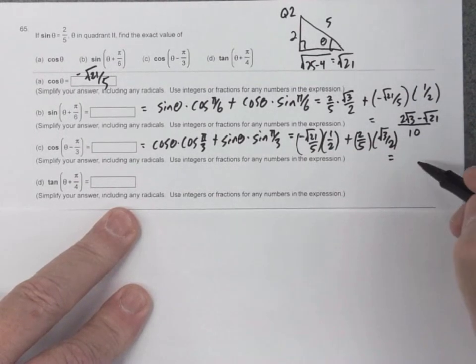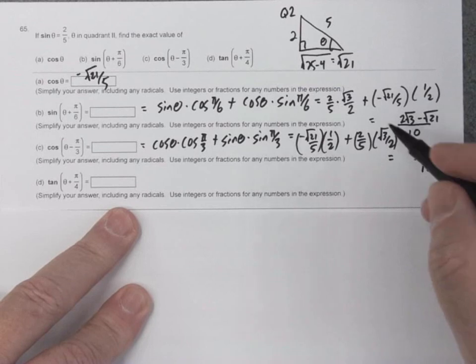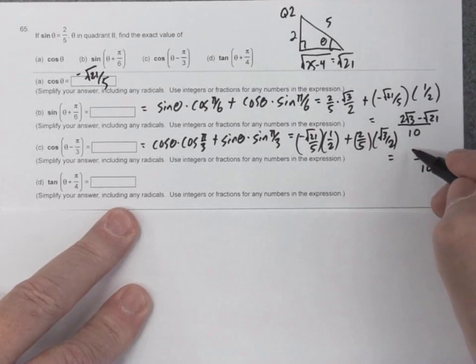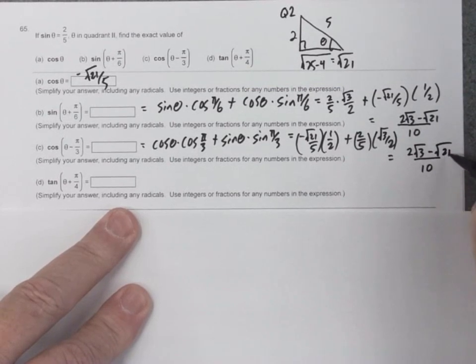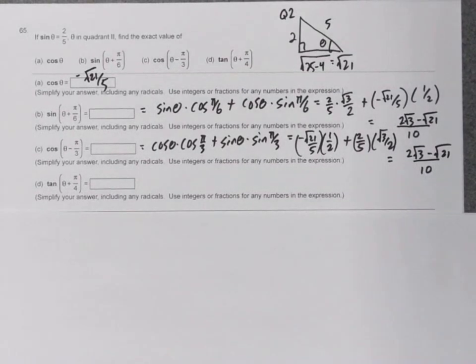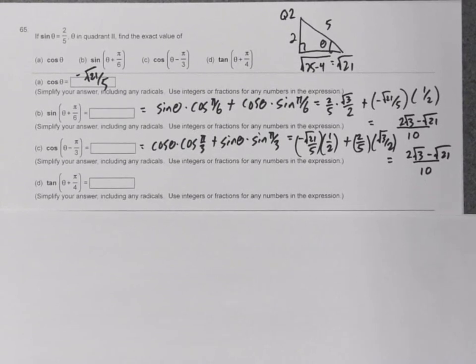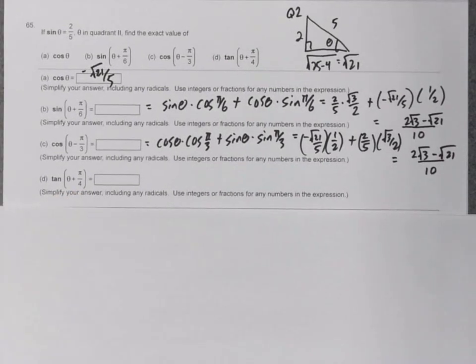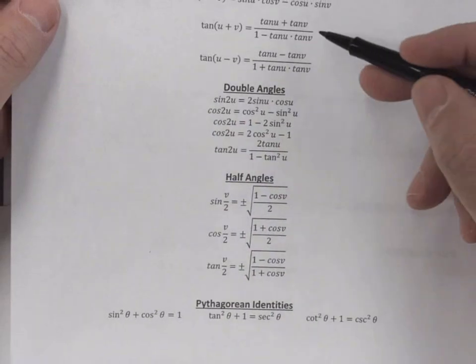So now once again looks like a common denominator of 10. This looks like negative square root of 21. This is like 2 square root of 3. How about I write it this way? 2 square root of 3 minus square root of 21. That's correct. And then the last one, tangent. Theta plus pi over 4. Tangents are always more of a mess.